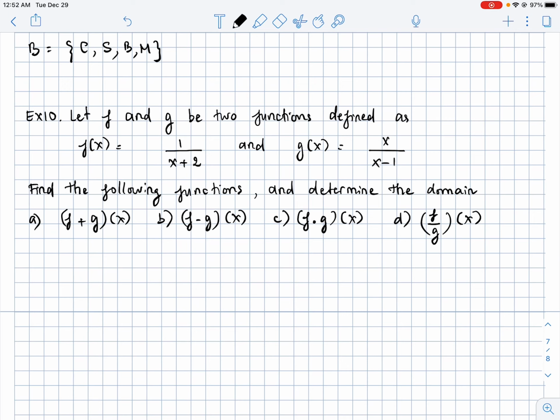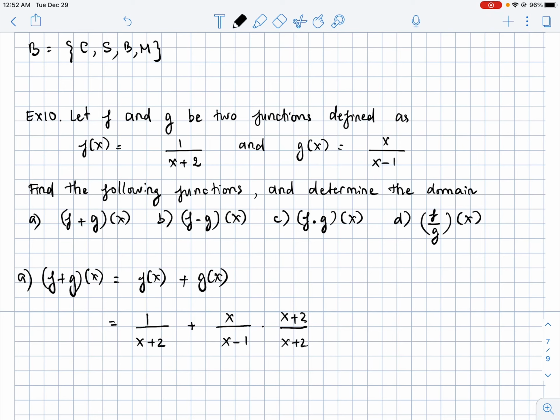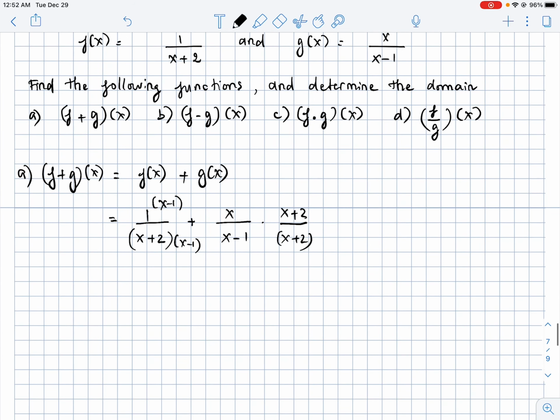Example number 10, we are given the two functions f of x and g of x. We need to find the sum in part A. By definition, this means f of x plus g of x. Now we just go ahead and add the two functions together. We will need to find the least common denominator. So the least common denominator is x plus 2 and x minus 1. And we have the same denominator now, x minus 1, x plus 2.